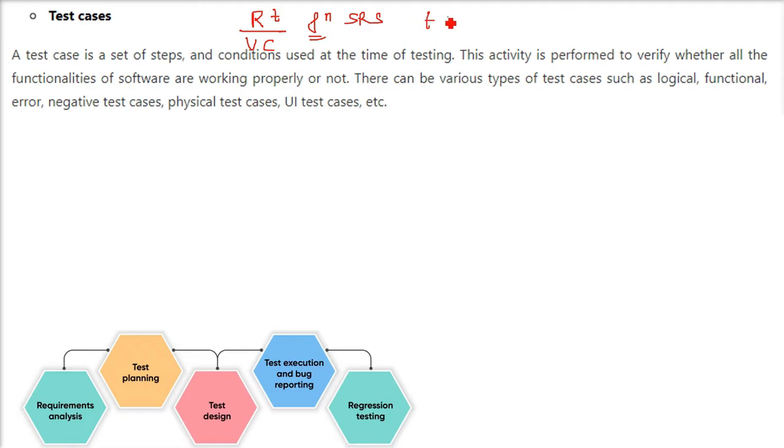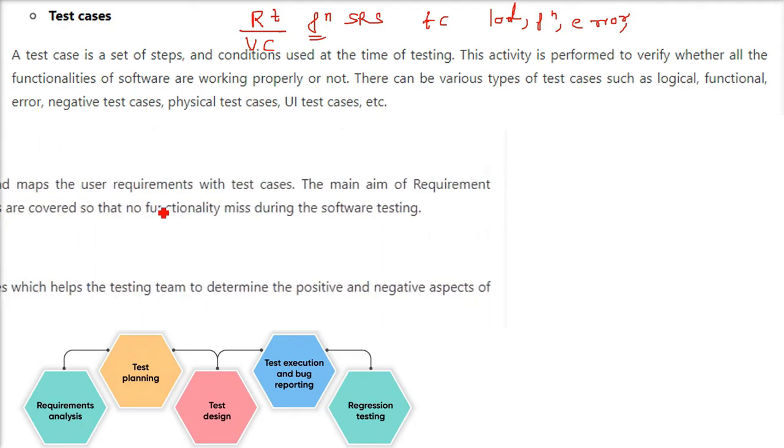So there can be various types of test cases. We have logical, functional, error, negative, positive, physical, UI, and functional and non-functional test cases. So we have boundary value analysis, we have multiple things, black box test, white box, various.